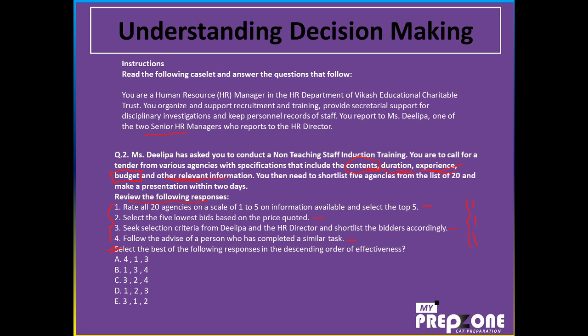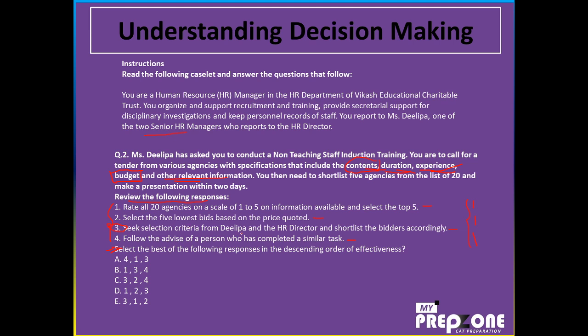Okay. So I will continue, and meanwhile you keep on putting your answers. So let us read it. Understand this thing, that if you say that rate all 20 agencies on a scale of 1 to 5 on the information available and select the top 5, this is what you will have to do. It makes sense. But is there something that will make this decision making less prone to questioning? Yes. Read the third one.